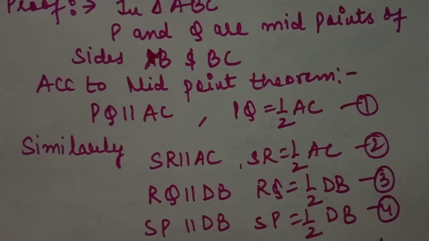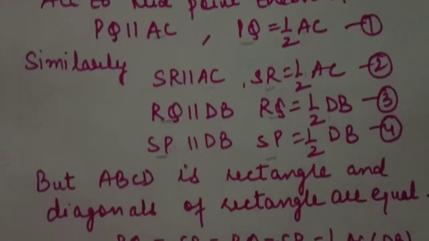Now, with the help of the first and second equation, we can say that PQ and SR are parallel to each other because they are parallel to the same line, and PQ and SR are equal to each other because they are equal to the same thing. Similarly, from equations 3 and 4, we can say that RQ and SP are equal as well as parallel. But we have to prove that PQRS is a rhombus. So we have to prove that all four sides are equal to each other. So students, what is the solution?